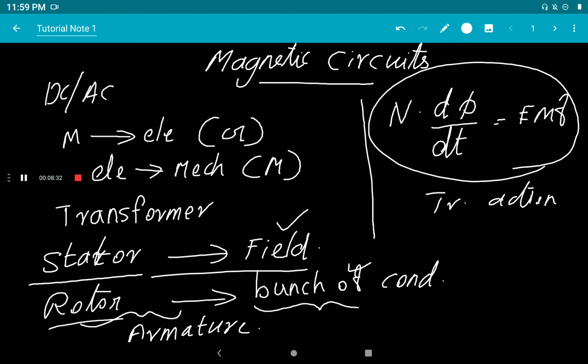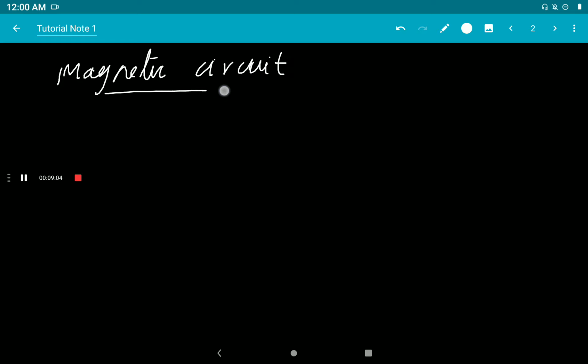Okay. Then we are going to study about magnetic field. A closed path followed by magnetic field lines is known as a magnetic circuit. Magnetic circuit means a closed path which is followed by magnetic field lines.